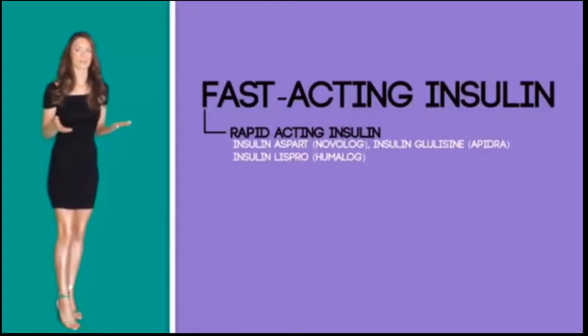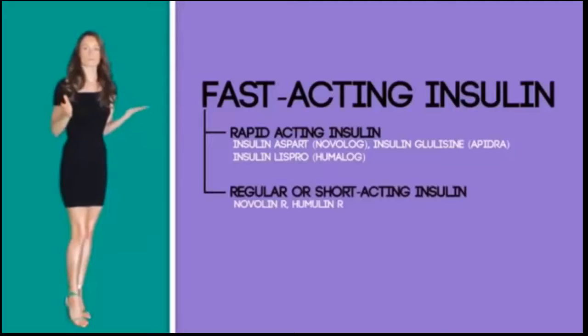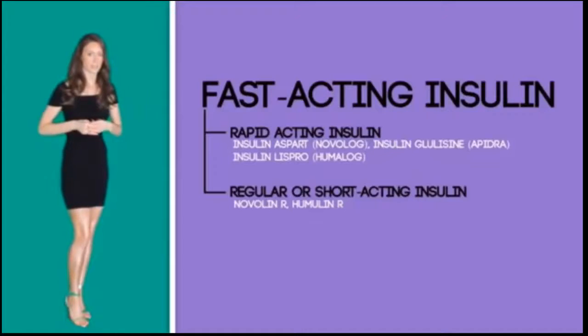Examples of rapid-acting insulin include insulin aspart, which is also known as Novolog, and insulin lispro, which is also known as Humalog. Regular or short-acting insulin, after being injected, normally enters the blood in about 30 minutes, and it peaks in about 2 to 3 hours, which is when the injection reaches its optimum activity. It will continue to work for about 3 to 6 hours. This type of insulin can be injected prior to meals. Examples include Novolin R and Humulin R.